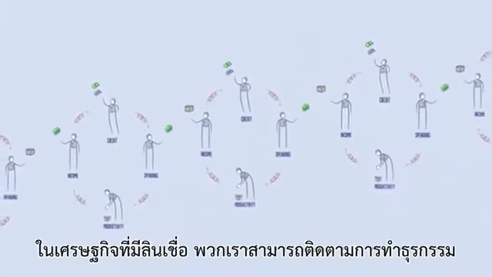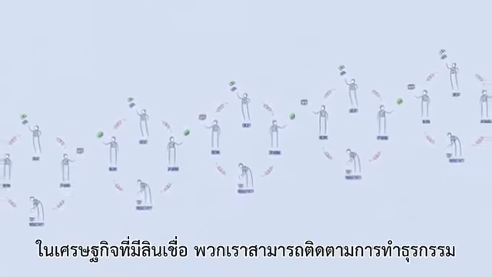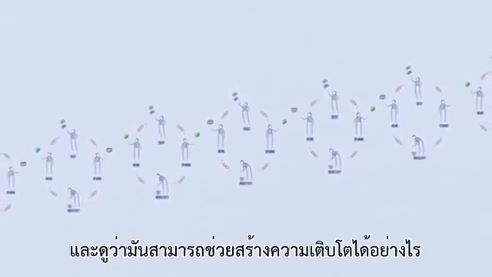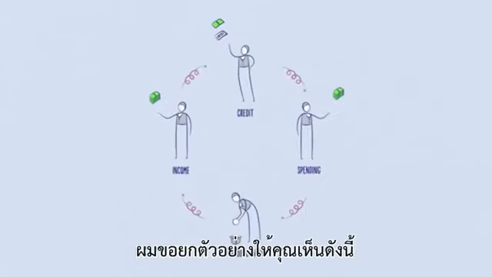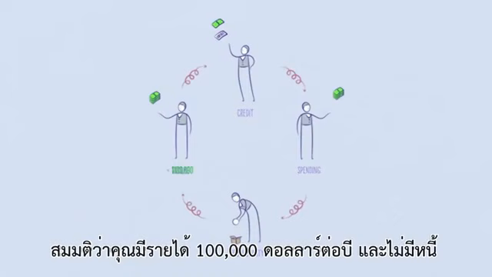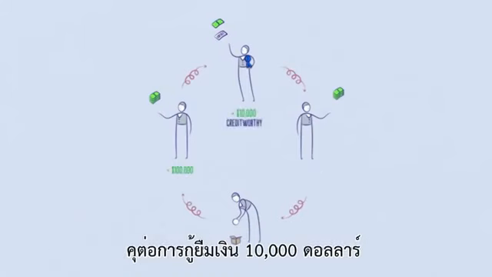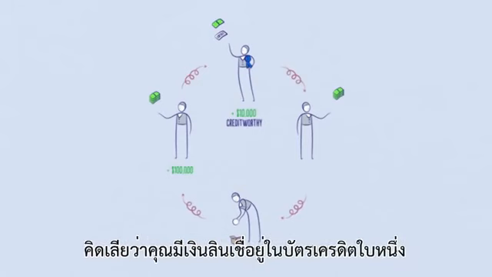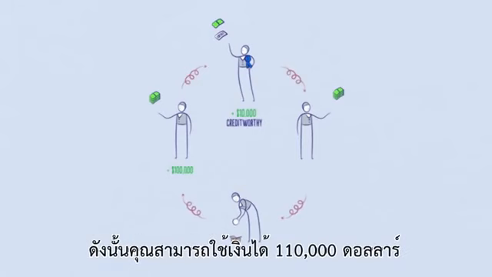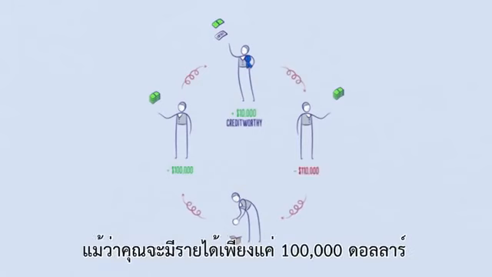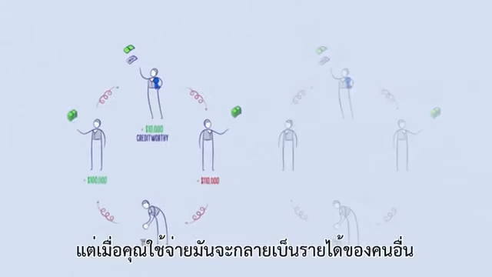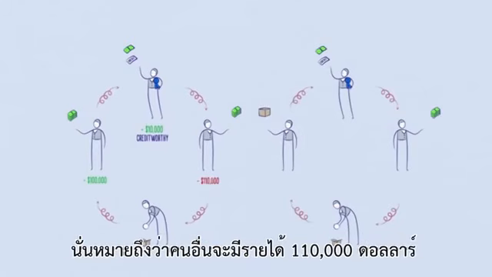In an economy with credit, we can follow the transactions and see how credit creates growth. Let me give you an example. Suppose you earn $100,000 a year and have no debt. You are creditworthy enough to borrow $10,000, say on a credit card. So you can spend $110,000 even though you only earn $100,000. Since your spending is another person's income, someone is earning $110,000.